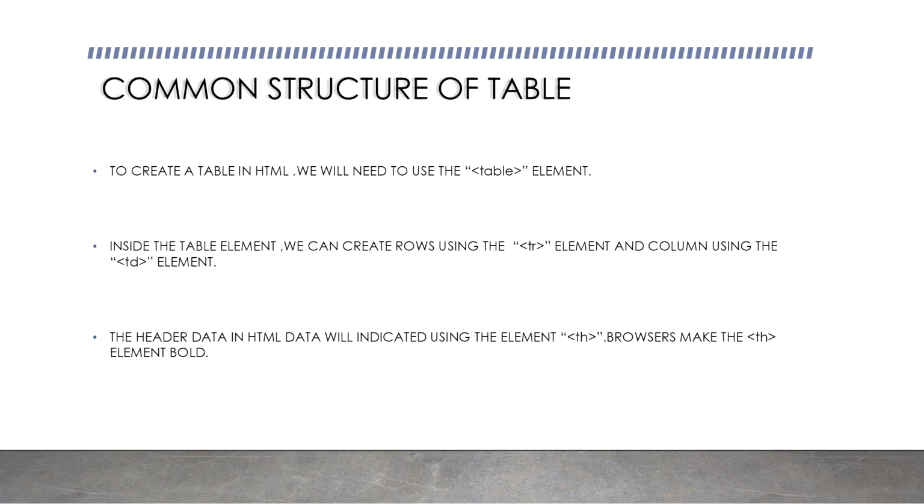Common structure of a table. To create a table in HTML, we need to use the table element. Inside the table element, we can create a row using the tr element, which is the table row element, and a column using the td element. The header data in HTML is indicated using the th element, table header. The browser makes the th element bold.